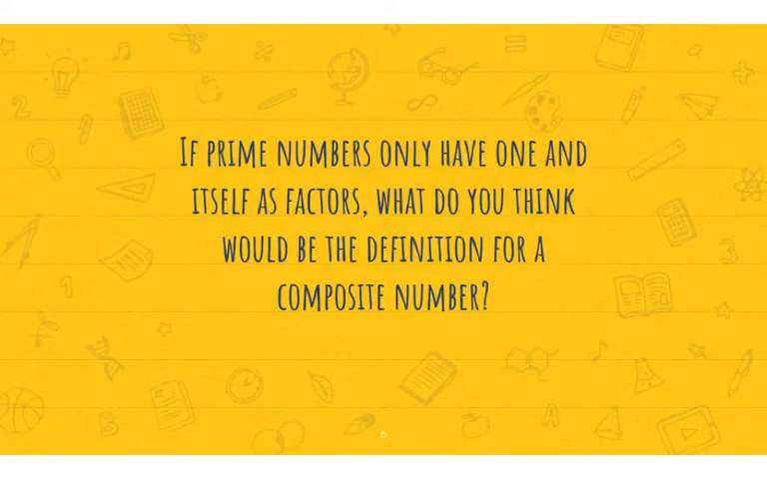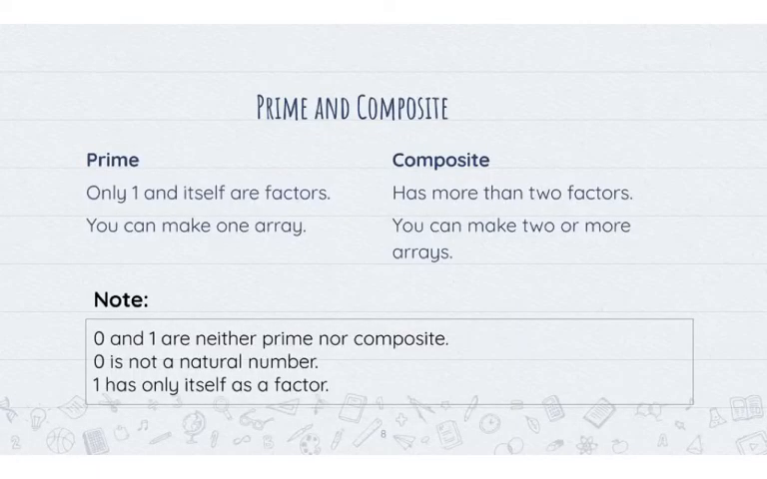If prime numbers only have 1 and itself as factors, what do you think would be the definition of a composite number? Prime numbers only have 1 and itself as factors, so 2 factors. Therefore, a composite number would have more than 2 factors. As we see right here, composite has more than 2 factors. If I wanted to draw it out or build it out and make arrays, composite numbers are going to have 2 or more arrays. Prime numbers, you can only make 1 array.